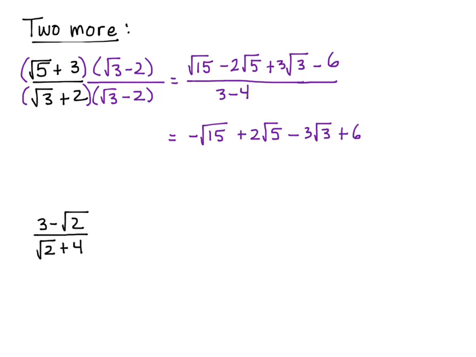So you see how we ended up with 4 terms in the numerator, and then that 3 minus 4 in the denominator is -1. So just as a matter of simplifying, I just changed all the signs in front of all the radicals from negative to positive and positive to negative. So all those markers work. And then we get 4 terms.